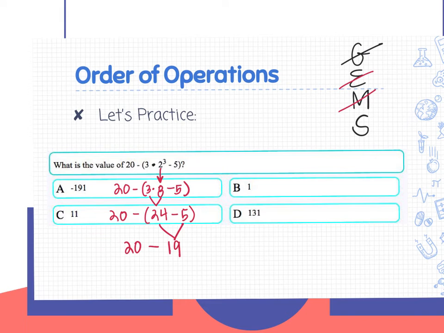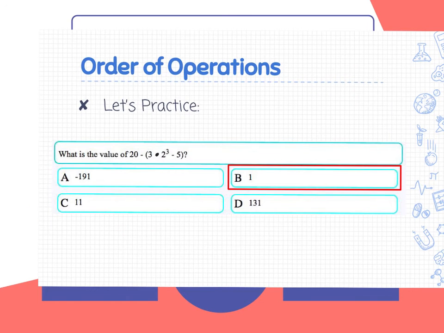And bring down the 20 and the minus, and then 20 minus 19 is 1. If you just went left to right and ignored these grouping symbols, then you would not get the right answer, because you're subtracting this whole thing, not just subtracting 24 and then subtracting 5. You're subtracting this whole bit. So you should have 1 for this one.